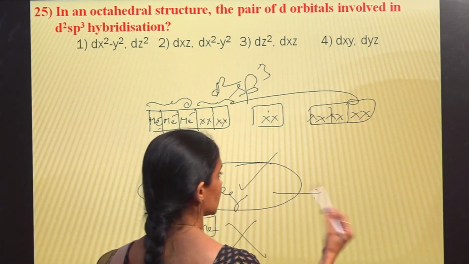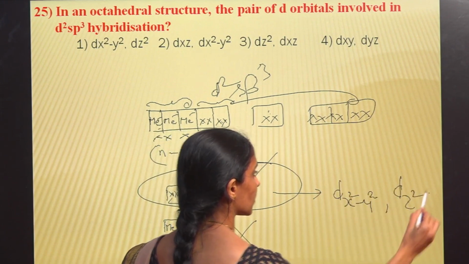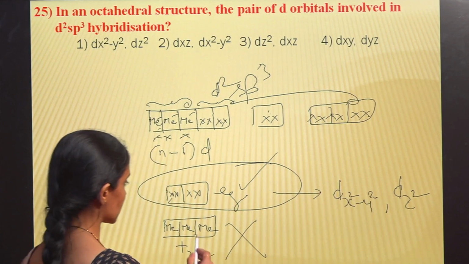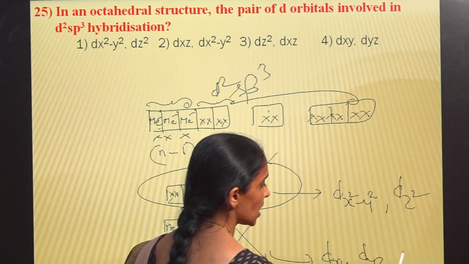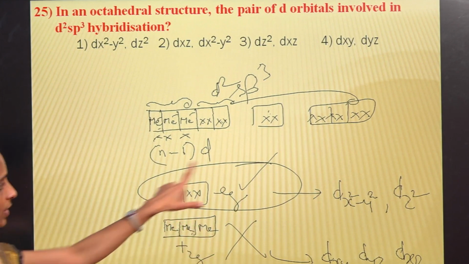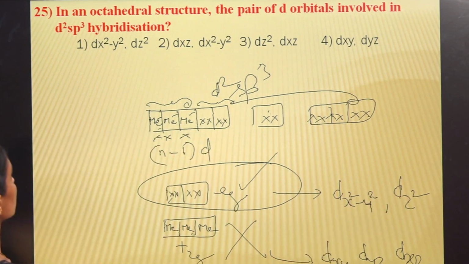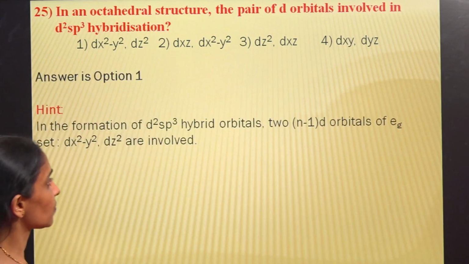EG set comprises of what? X square minus Y square and DZ square. Is it not? Higher energy set comprises of dx square minus y square and dz square. This lower energy set has dxy, dyz and dxz orbitals. So in hybridization, only this is involved, EG set is involved, or in other words, these two orbitals are involved. So very first option is the answer. Option number 1 is the answer.